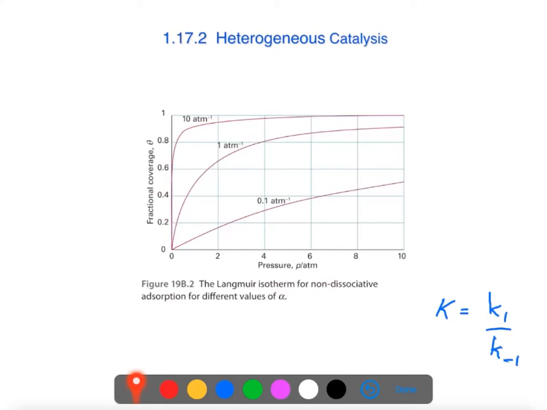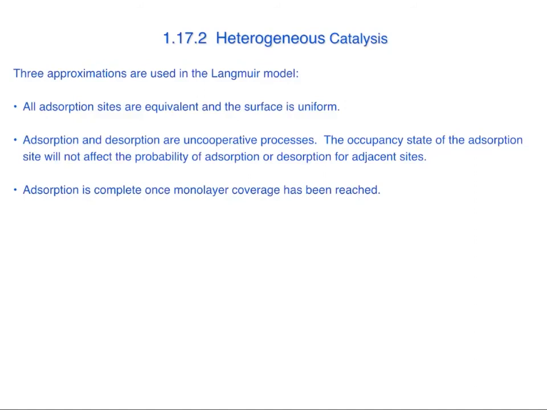Whereas if the opposite is true, that is, the magnitude of desorption is greater than the magnitude of the adsorption rate constant, as shown in this example, this means that it takes quite a bit larger pressure of the reagent gas in order to get to that complete coverage, fractional coverage close to 1. So there is a direct correlation between the equilibrium constant and the pressure required to achieve a fractional coverage equal to 1.